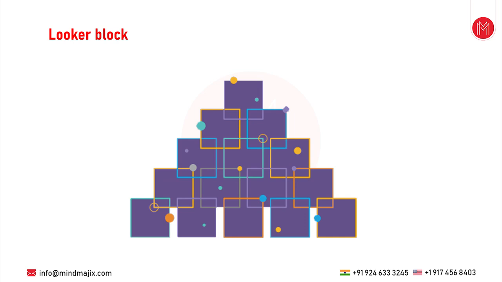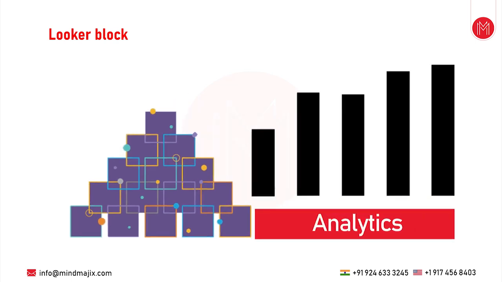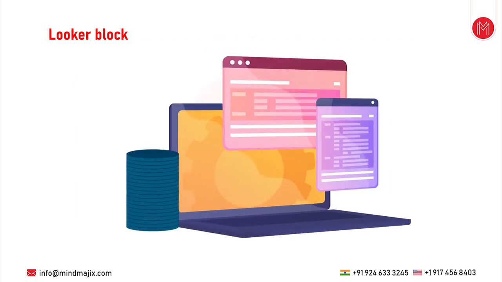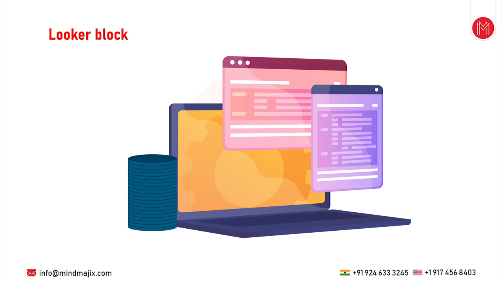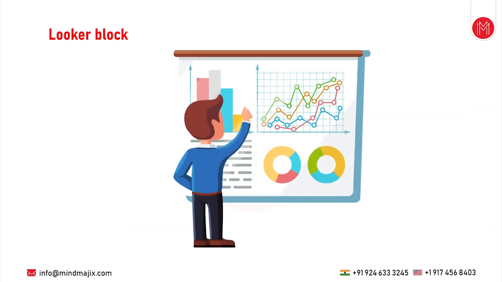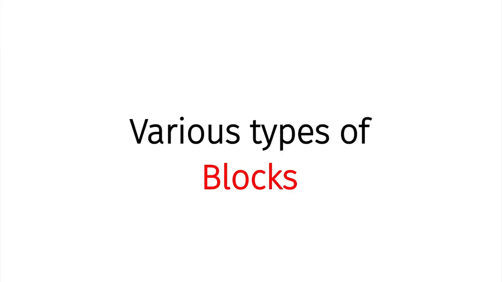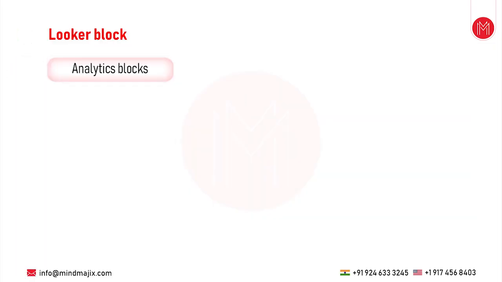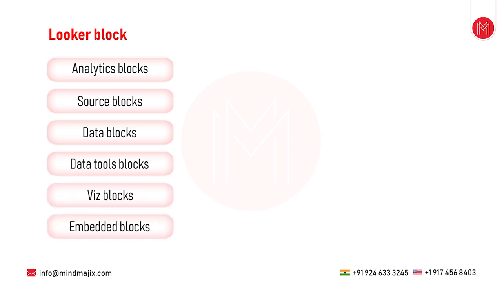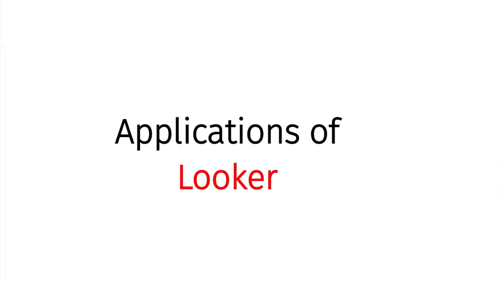So the next point that we're going to discuss is Looker blocks. Looker blocks are building blocks, which are nothing but pre-built pieces of code that you can leverage to accelerate your analytics. From optimized SQL patterns to fully built out data models, custom visualizations to weather and demographic data, you can explore all the Looker blocks as a starting point for quick and flexible analytics in Looker. There are various types of blocks in Looker, such as analytics blocks, source blocks, data tools blocks, Viz blocks, and embedded blocks. So now let us move on to the next point.